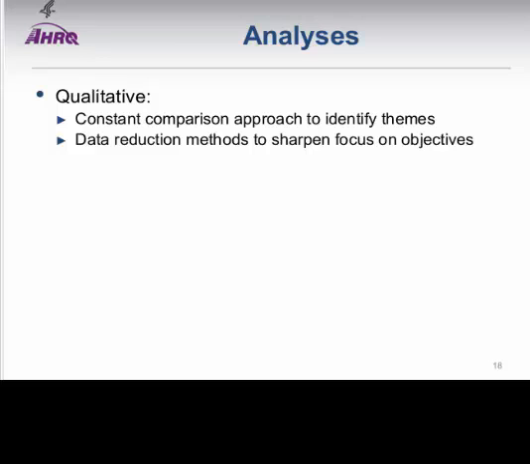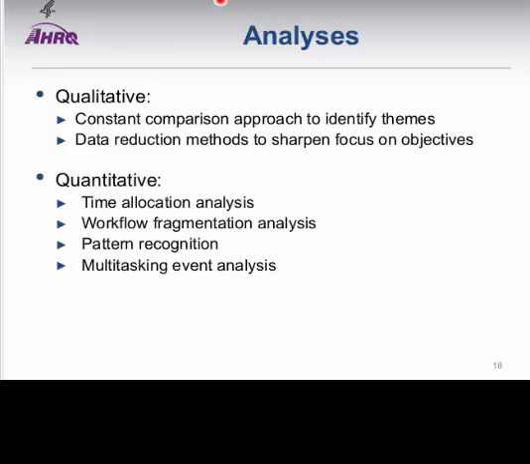So the analysis, as I mentioned, used a mixed method approach. For the qualitative analysis, we used the standard constant comparison approach to identify themes. And then we used data reduction methods to sharpen our focus on our specific study objectives. For the quantitative analysis, we did a time allocation analysis, and that looked at how much time our participants spent on each task and the distribution among tasks of that time in terms of both duration and frequency.